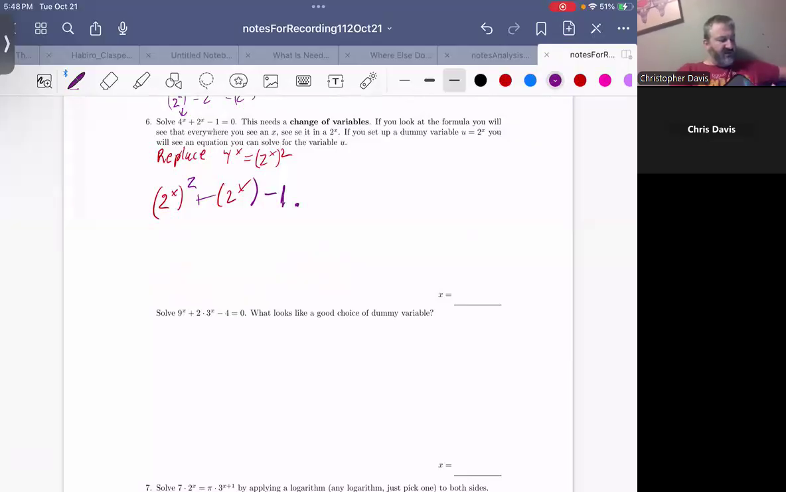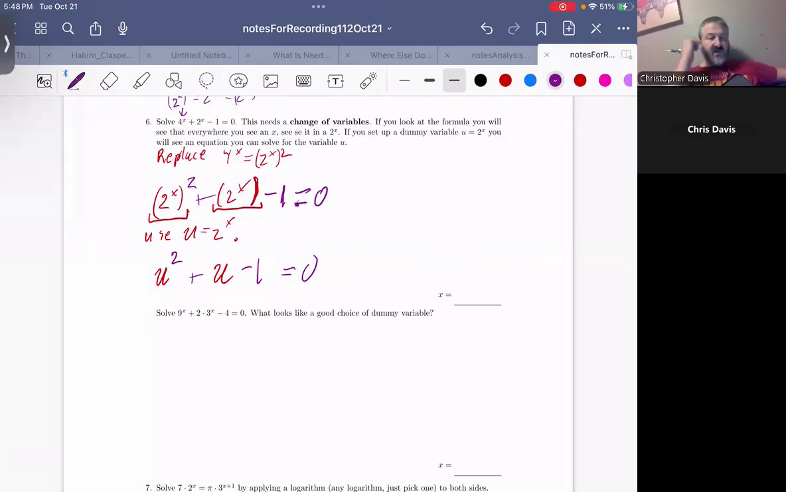So what does that tell me? What can you see here? Every time there's an instance of a variable, it's wrapped inside of a 2 to the x. So this is really like a composition of functions. And I can see that composition of functions if I create a dummy variable that is 2 to the x. So let's use u equals 2 to the x and see what that gets us. That will turn this 2 to the x into a u. Then it gets squared, plus 2 to the x is u, minus 1 equals 0. Oh, I should remember the equals 0.